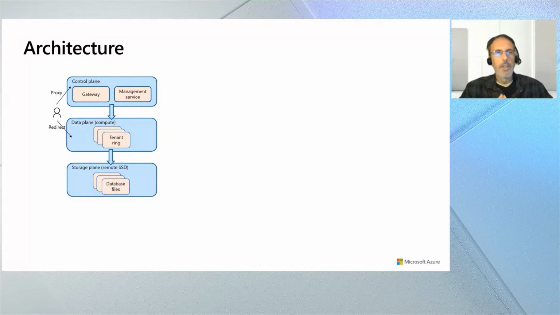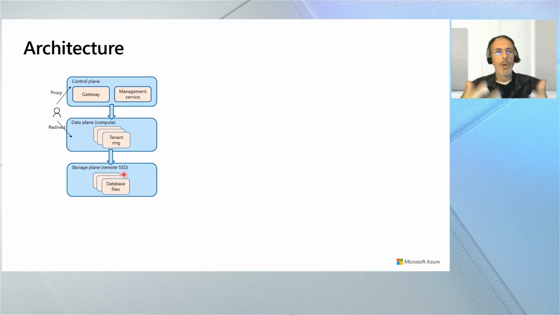So now let's talk a little bit about how serverless works, and just as importantly, let's connect that architecture with the customer performance experience. Serverless is a 3-tiered architecture. There's the control plane, which contains a gateway service managing connectivity, and a management service that handles DDL operations like create and alter. Sitting below that is the data plane, which contains tenant rings, which are collections of physical machines that provide the compute for running all the database workloads. And below the data plane is the storage plane, which has the database files located on remote solid-state disks.